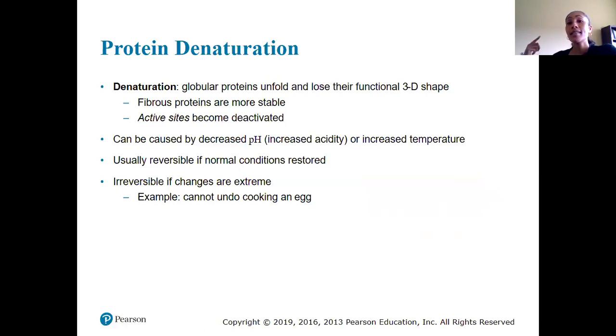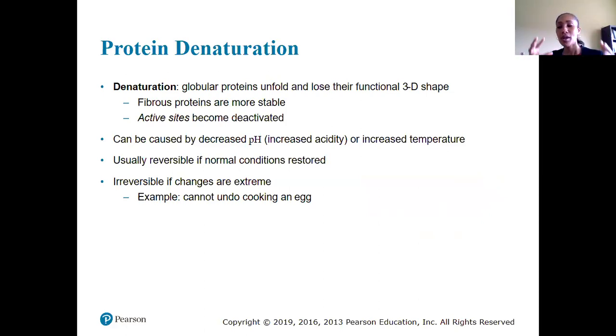Also, increased temperature can cause proteins to denature. So your book gives you an example of cooking an egg. So if you take an egg, crack it open, and then you put that egg in a hot frying pan, notice how the egg white turns actually white instead of being clear. That white color change is the denaturation of the proteins in the egg white. And when you denature a protein, if the conditions of denaturation are very extreme, you cannot undo it. So think about, if you cook an egg, you can't uncook the egg and then make the egg white clear and very thick.